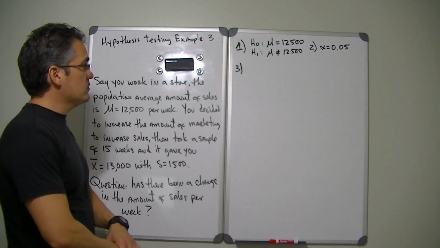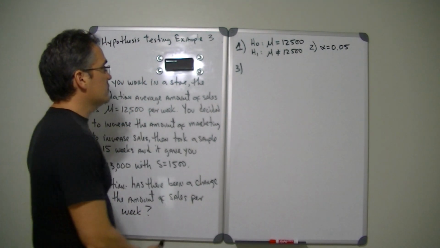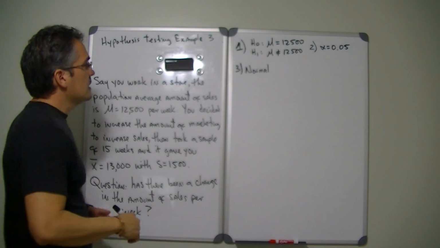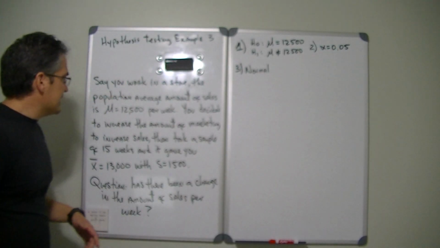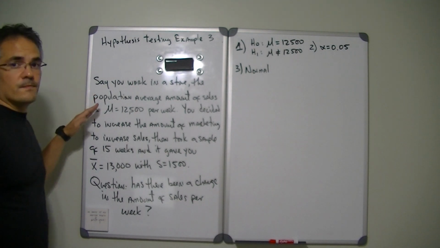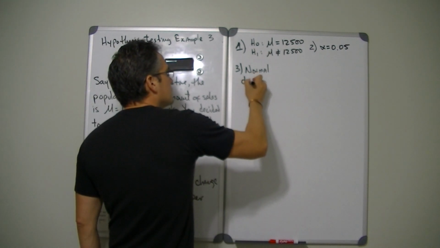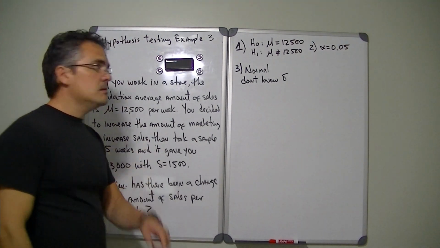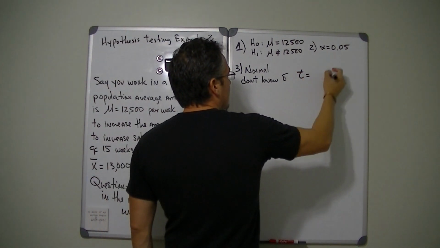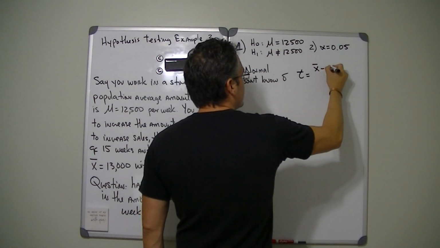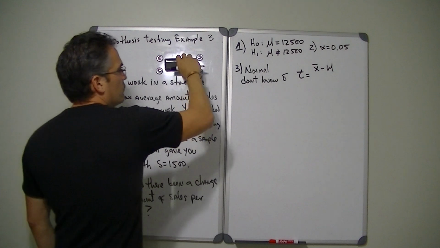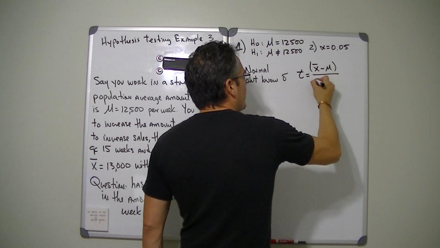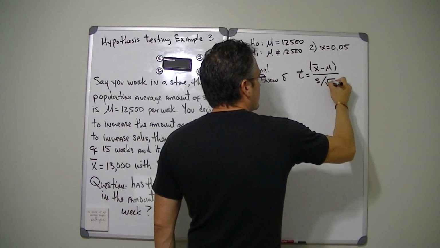Alright, now we need to figure out which test we're going to be conducting. Now in this case, we're going to assume normality, because remember, I've only been teaching you normality so far. So we're going to assume it's normal, but notice that we are not given the population standard deviation. So we don't know sigma. Now if we don't know sigma, then we're going to have to use the t distribution instead. And the t test is x bar minus mu, divided by s, all of that divided by square root of n.